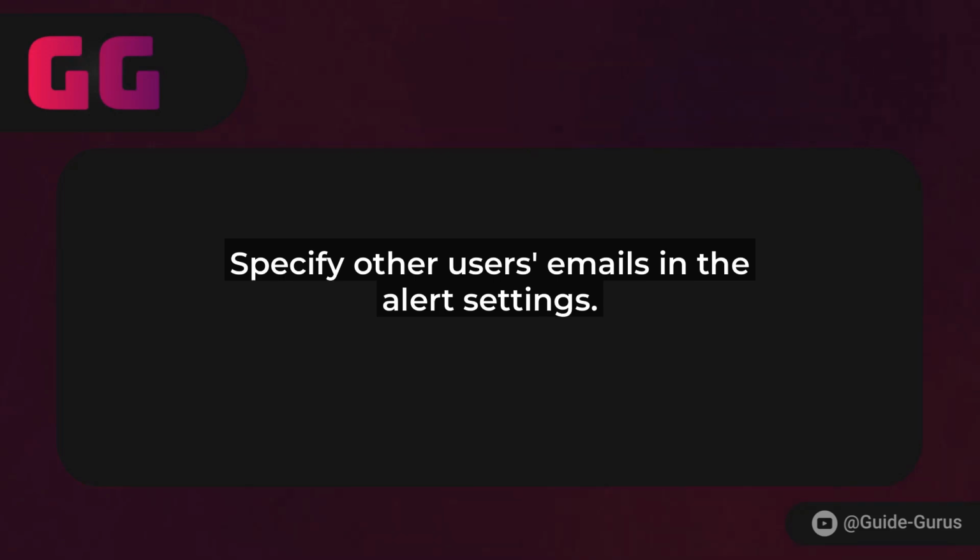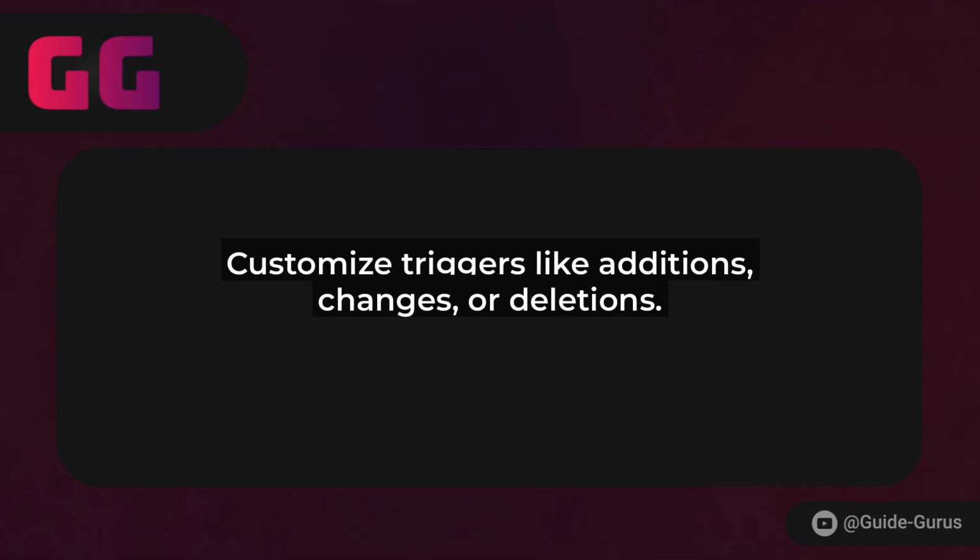In the Alert Settings, you'll see fields to specify who gets the alert. That's right, you can set it for other users. Type in their email addresses or select from your organization's directory. Next, choose what triggers the alert, like when an item is added, changed, or deleted. You can even set the frequency, such as immediate notifications or daily summaries, to avoid email overload.